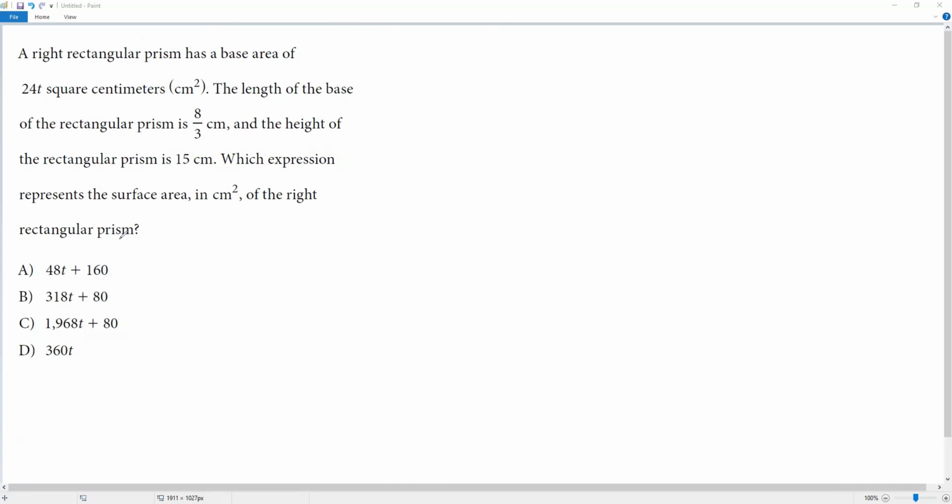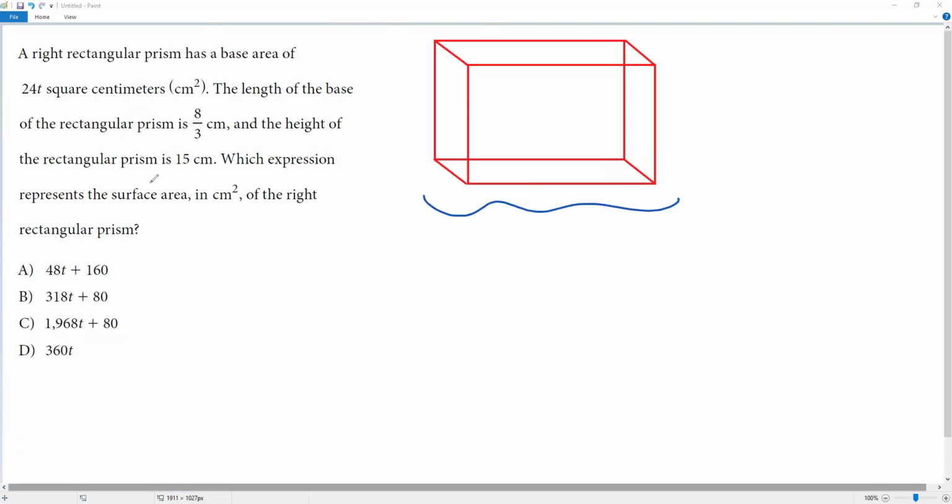Okay, using the given information, in the given answer choices, we have to find the expression which represents the surface area of the prism. First, let me draw a right rectangular prism. Here we have a right rectangular prism and this is the base of the prism. Actually, it is a rectangle and we have the area of the base, that is 24t square centimeters. Let me mark it. And this represents the length of the base. The length of the base is 8/3 centimeter. Let me mark it. And this represents the height of the prism, that is 15 centimeter.